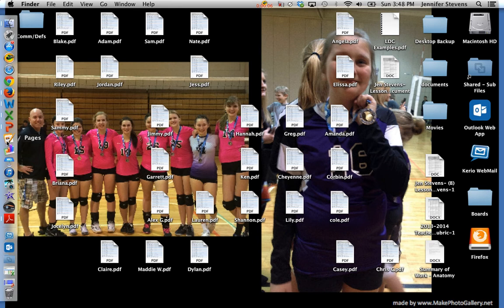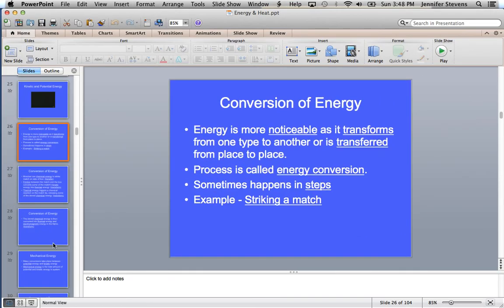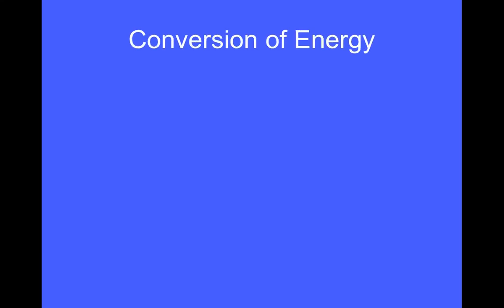Okay, so we need to continue on with our discussion about energy. And in the next section, we're going to look at how energy is actually converted, or talk a little bit more about this in depth. We've actually talked a little bit about how that can happen, but we haven't looked at that completely in depth.